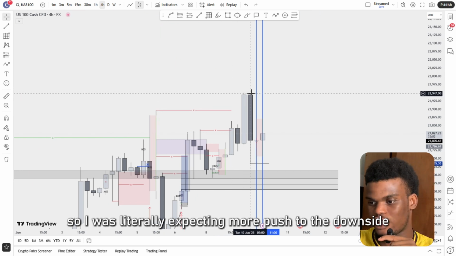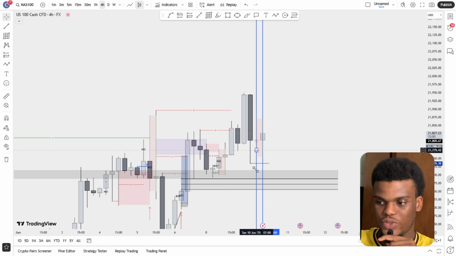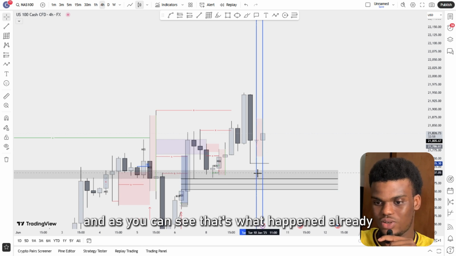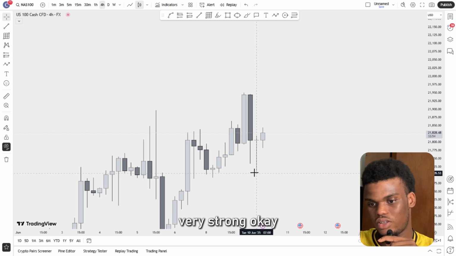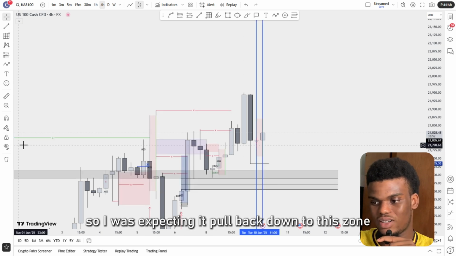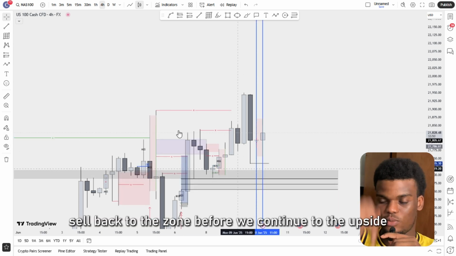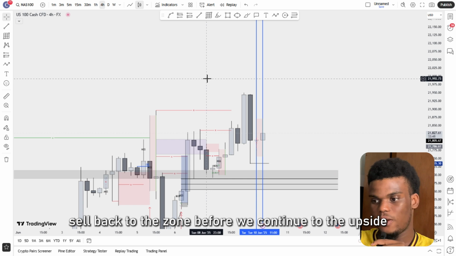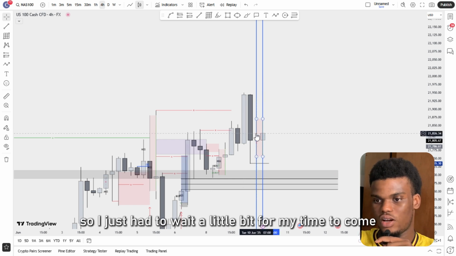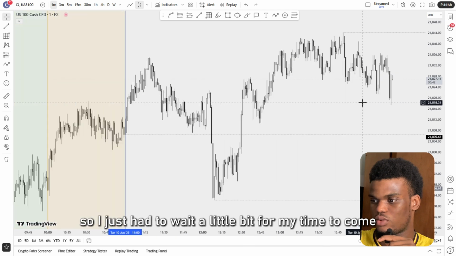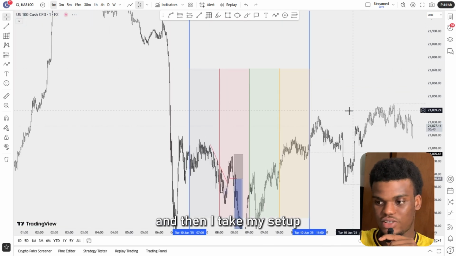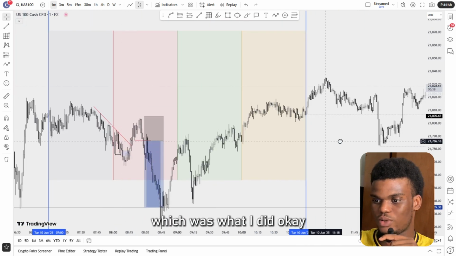Okay, so I was literally expecting more push to the downside, at least back to this hour zone. And as you can see, that's what's happened already. This zone is actually very, very strong. Okay, so I was expecting a pullback down to this zone, a sell back to this zone before we continue to the upside. Yeah, so I just had to wait a little bit for my time to come, and then I take my setup, which was what I did.